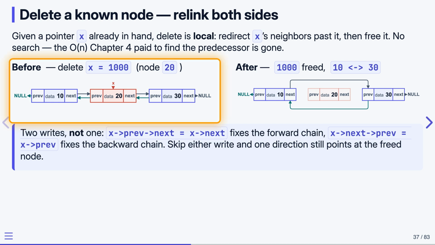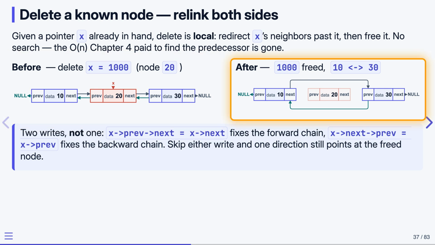This is the list before. We want to delete x, which sits at 1000 and holds the value 20. It is in the middle of the list 10, 20, 30. Node 10's next field points at x, and node 30's prev field points back at x. This is the list after. 1000 is freed, shown in red. Node 10's next field now points straight at node 30, and node 30's prev field points back at node 10. The list is now 10, double arrow 30.